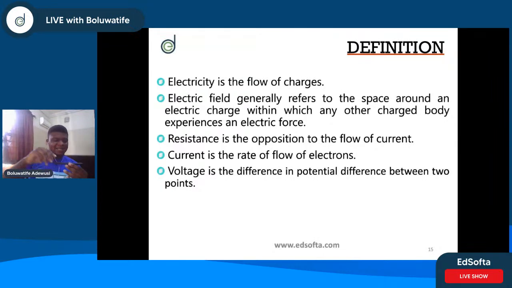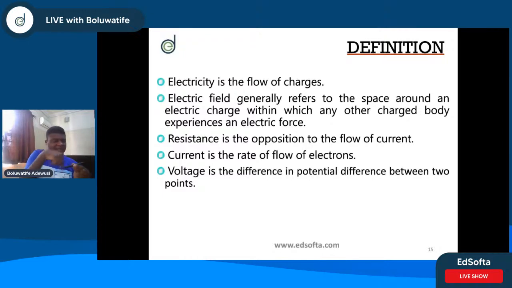So as far as I can influence within this imaginary circle, I can influence any other charged body in this circle. This circle is what? An electric field. So it's just the space in which an electric charge can influence another electric charge.